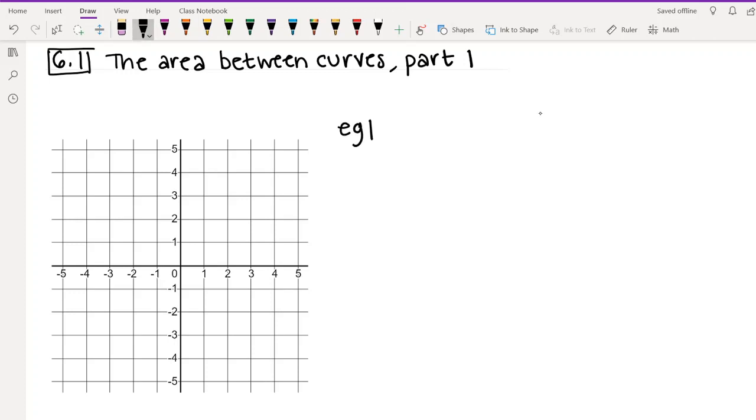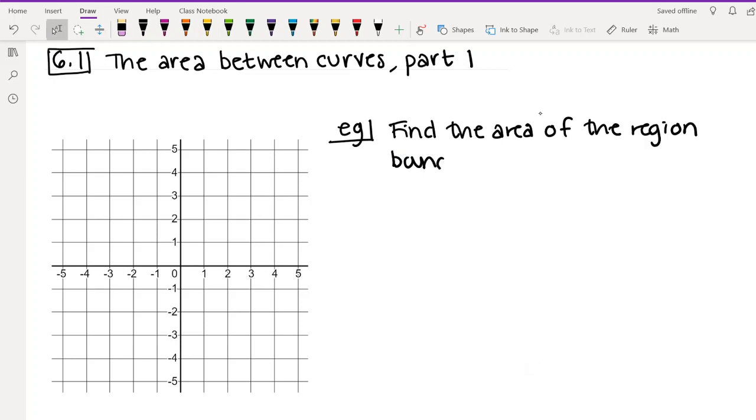Just jump straight into it. So let's say we wanted to find the area of the region bounded by y is equal to x squared and y is equal to x plus 2.